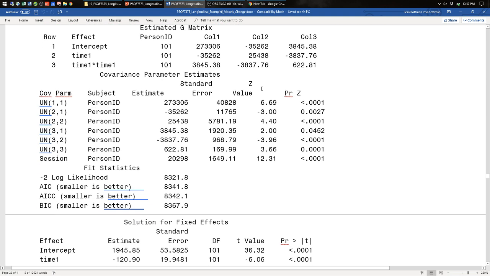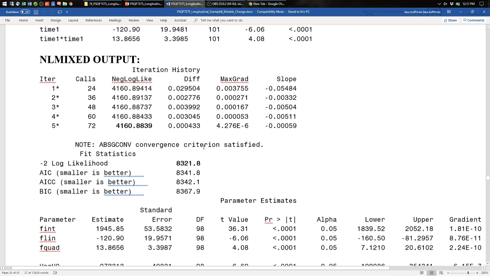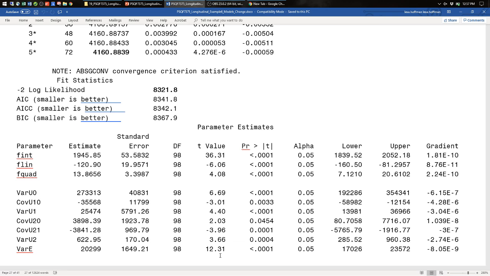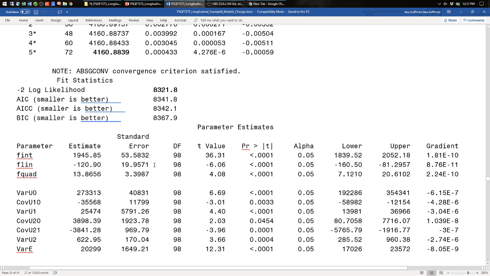So there's the mixed output where I have the G matrix, covariance parameter estimates, which is the G matrix listed out along with standard errors, fixed effects, and here is the NL mixed output. So note we hit the same log likelihood, that's comforting, and we end up at the same place with respect to all of the parameters as well. And my gradients are all very, very small, so yay.